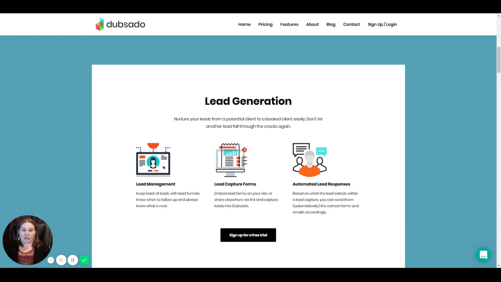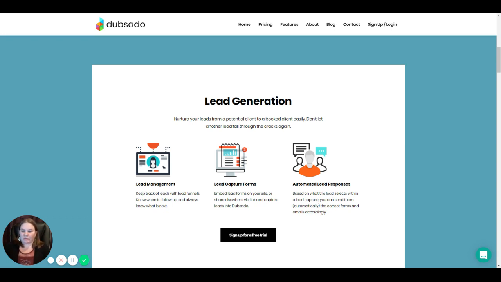And again, using Dubsado to track and manage those leads is very easy. There are different buckets you can put them in, different pieces that you can automate as far as responding to them. There are automated responses. There are forms that you can collect information from them in order to get a better idea of what they're looking for. Dubsado calls most of those lead capture forms. They also have questionnaires that you can use.